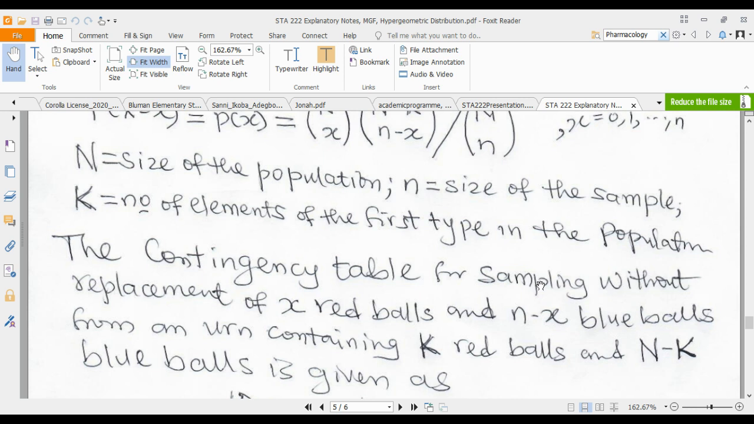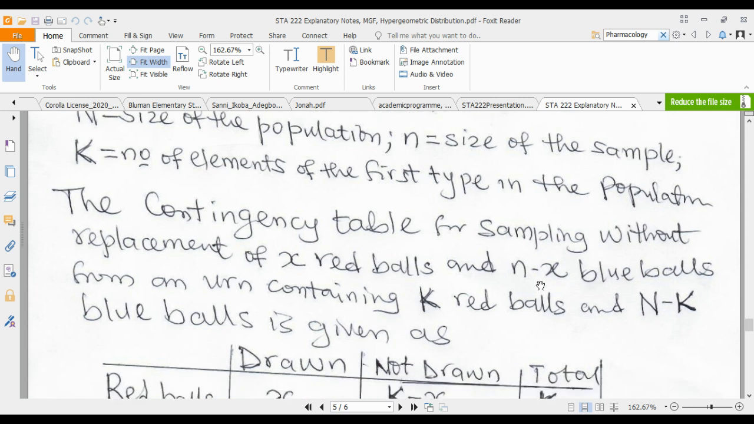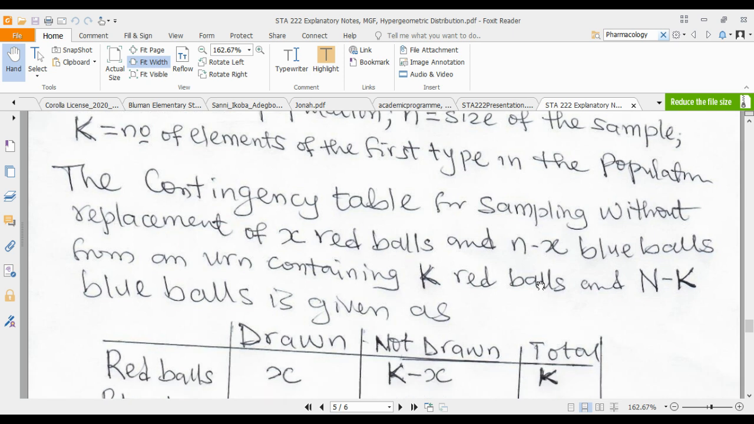So those are the parameters of the hypergeometric distribution. It has a lot of applications. There is a contingency table for sampling without replacement of, for example, x red balls and n minus x blue balls. That is, you are sampling a sample of size n, x red of them, and n minus x blue. Only two sets of balls are in that urn.